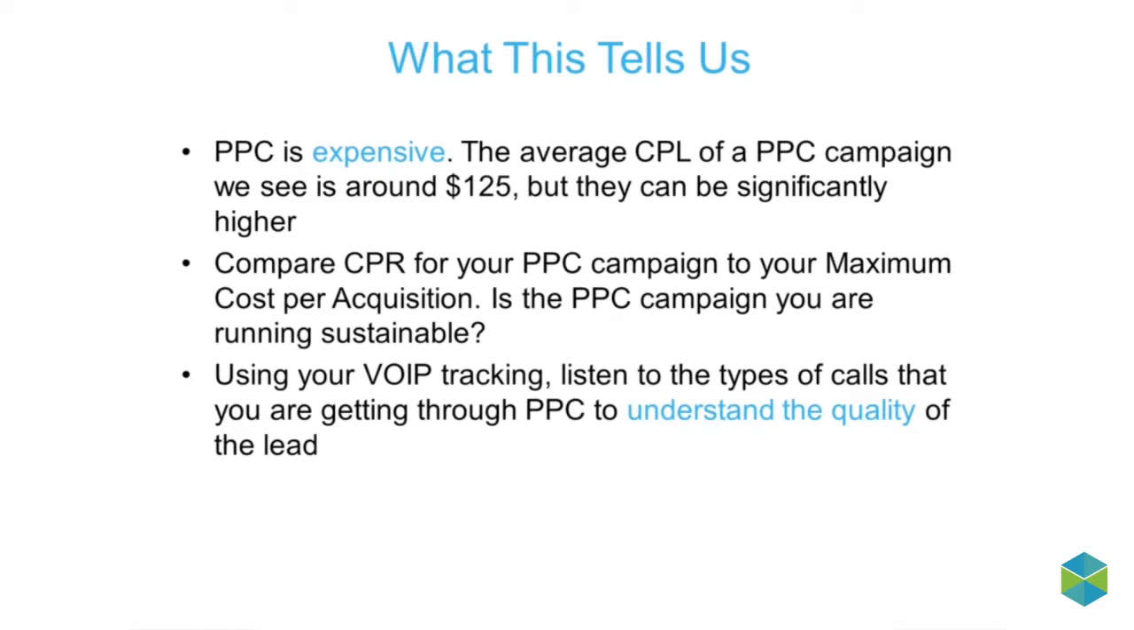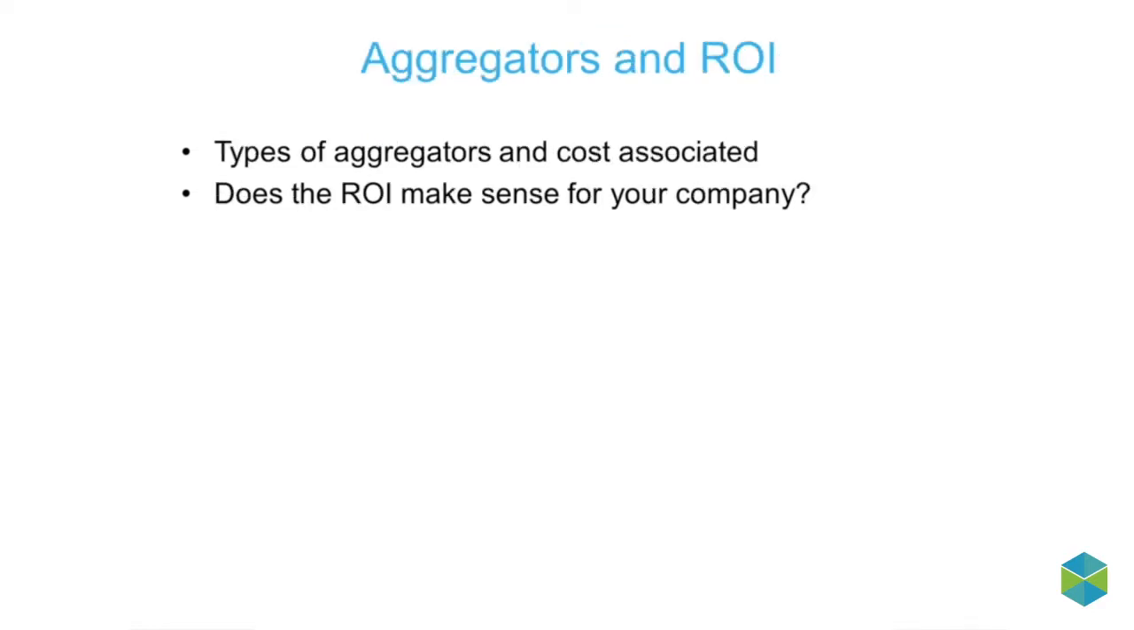So the last example we're going to use is aggregators and third-party marketing sites. I'm going to break this down into types of aggregators and cost associated and discuss, does this ROI make sense for your company? So the first one is the flat monthly fee. This type of third party works very well and can be very cost effective only if you're getting leads. If you're paying a flat monthly fee and you're not getting any leads through it, say you're paying $70 a month and you get no leads, then you're basically burning $70 a month with no benefit.